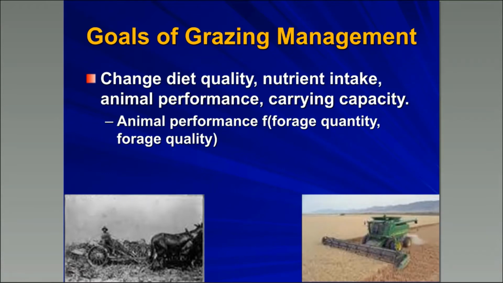Another goal that we can have is to change diet quality or intake or performance or the carrying capacity of the land. Quite often we've got animals that are capable of performing much better than what they can with the forage quality that we have. And we know that performance is a function of forage quantity and forage quality. What I'm illustrating with those two little pictures is that quite often we may have a cow that's like that big combine, and the forage resource we've got could be harvested with that pair of mules over on the left. Until we match those up, we're going to be fighting nature and spending a lot of money to get that done.